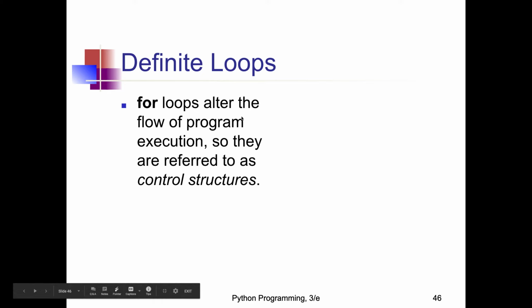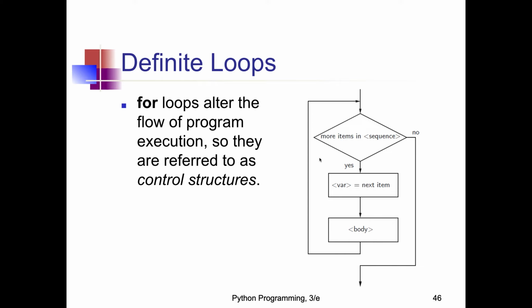For loops alter the program flow, so they are referred to as control structures. And it looks like this. At the beginning of the loop, we check whether there are any more items in the sequence or not. If the answer is yes, we assign one of the values from the sequence to the variable, the index, and we execute the body. Then we come back and check whether we have more items in the sequence. If the answer is no, we pass the entire body and move on with the code.